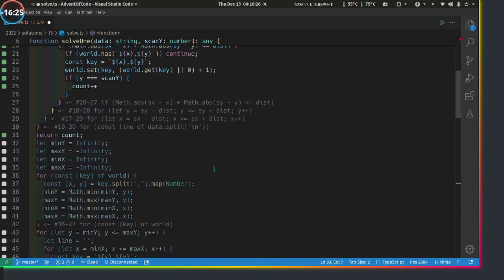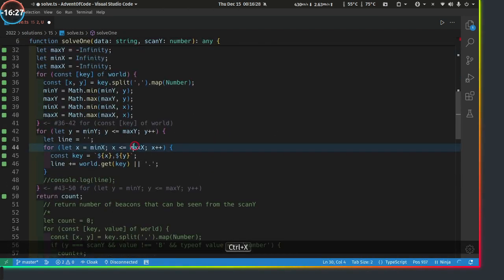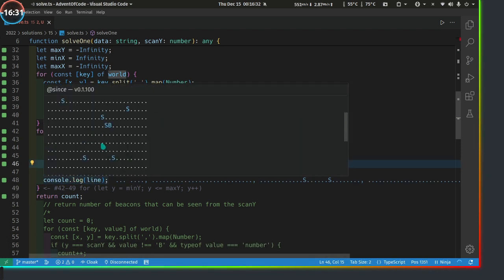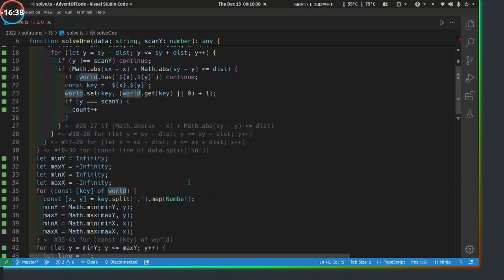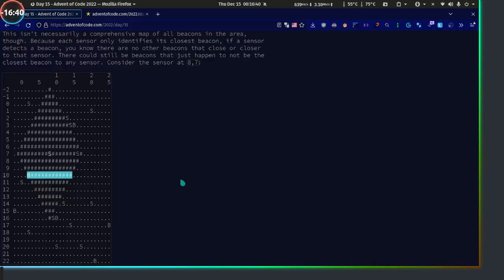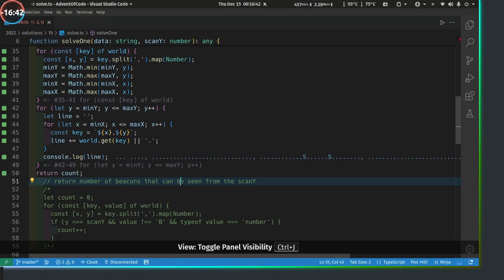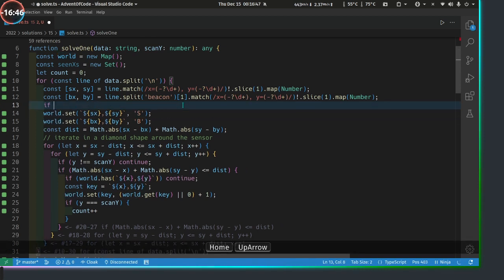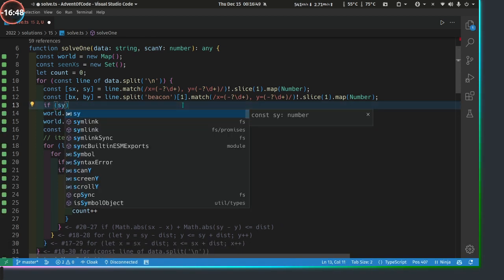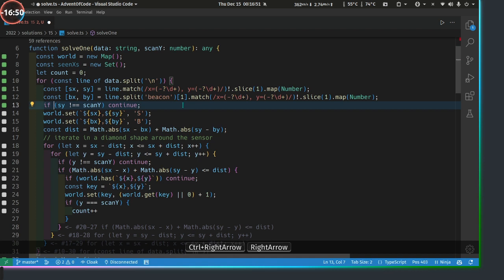Look at the world again. Okay, yeah, this is literally only drawing on line 11. This is what I wanted. I guess I don't really need to draw the other positions unless they're on line 11. So if you're not on line 11, great. If SY not equals, or triple equals, scan Y.